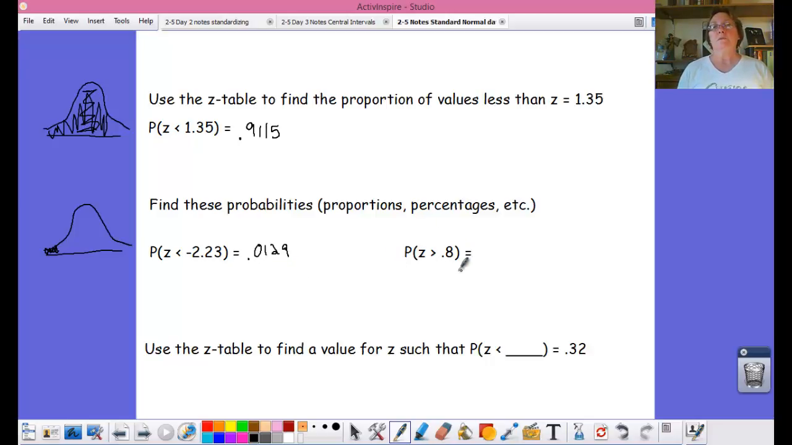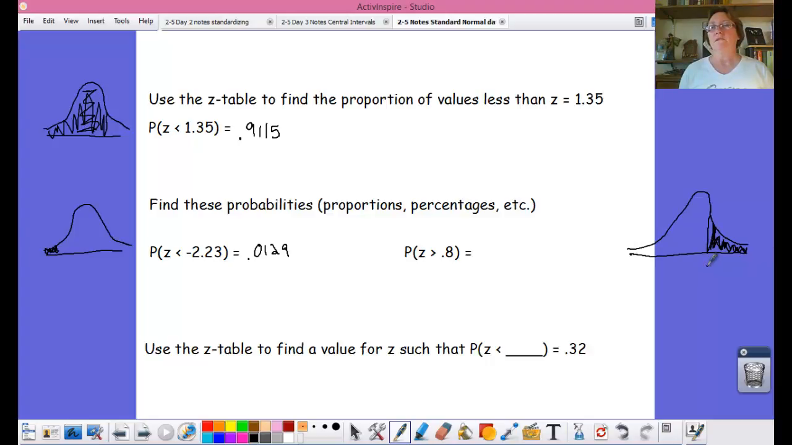Folks, when it comes to a problem like this, where we're asked to find the probability that z is above a given number, the drawing will help us. So we're going to think about this. 0.8 standard deviations on the positive side is here. What we want to find is the probability that we lie beyond that. Our table doesn't show above, our table shows below.